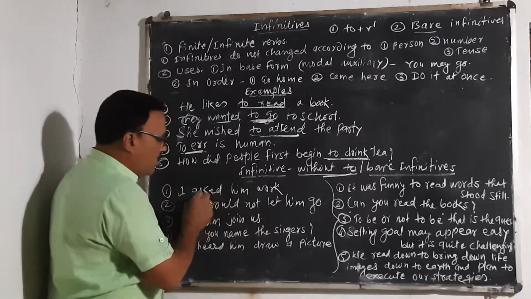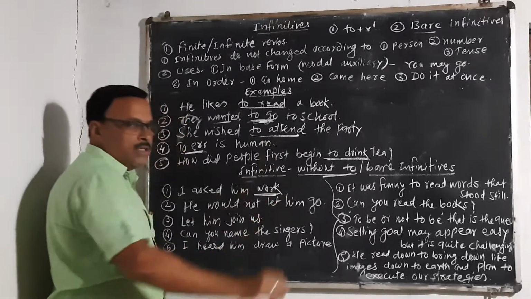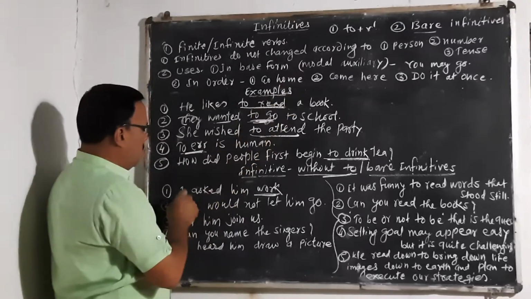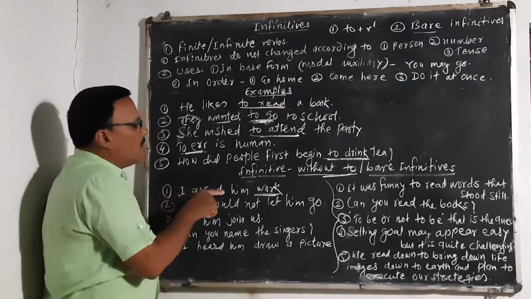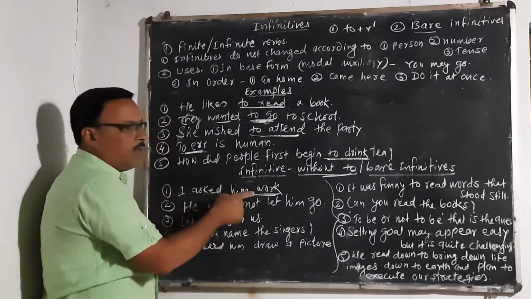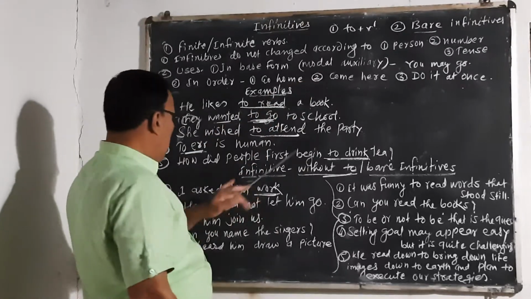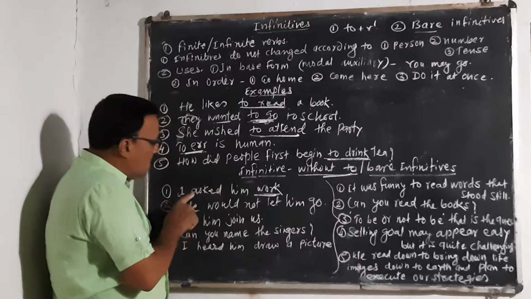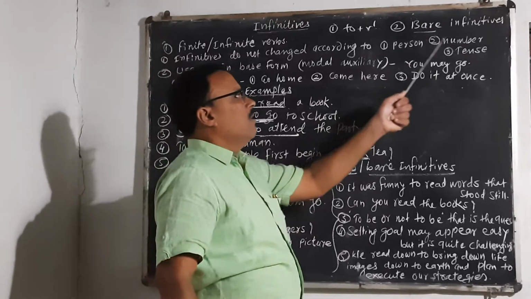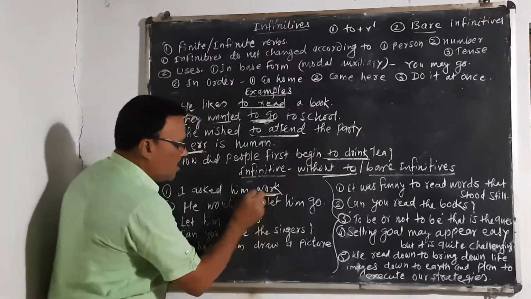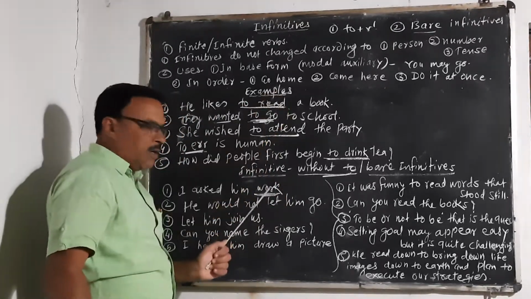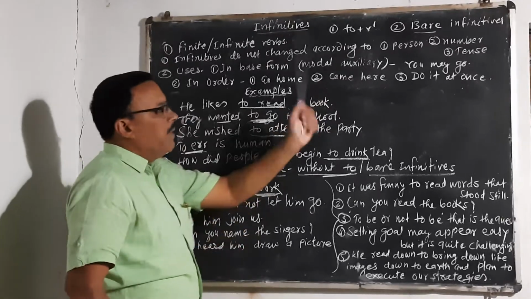Now, I asked him work. Now work is the infinitive, because again there will be no change even if we change the person. Here if we use he asked him work, they asked him work, we asked him work. If we change the tense, I ask him work, she asks him work, means even if we change the person, number or tense, there will be no change at all in this verb. Therefore this verb is called infinitive without to. It is called the bare infinitive.